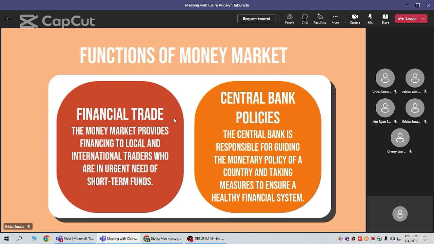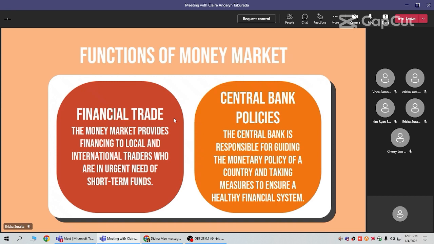So number one of the function of money market is financing trade. So the money market provides financing to local and international traders who are in urgent need of short-term funds. It provides a facility to discount bills of exchange, and this provides immediate financing to pay for goods and services. So international traders benefit from the acceptance houses and discount market.